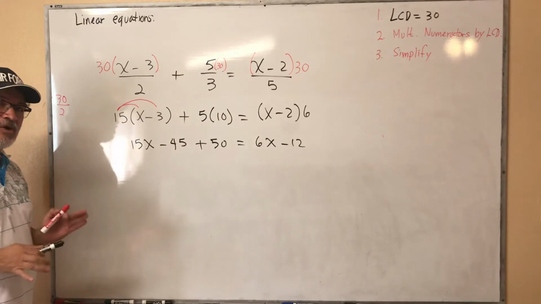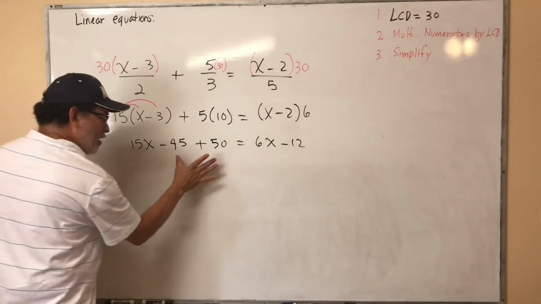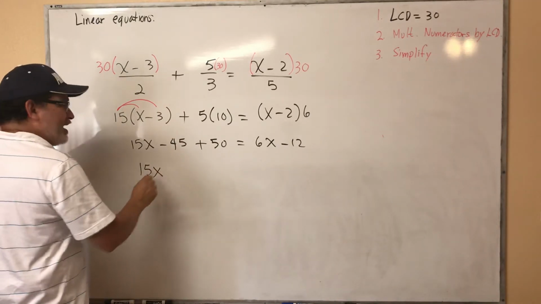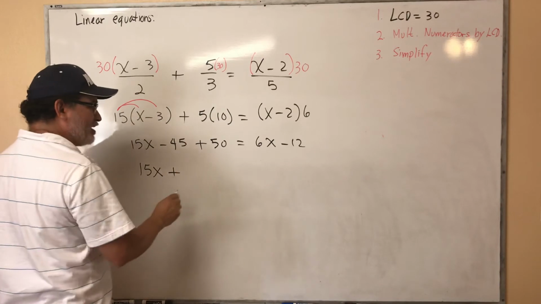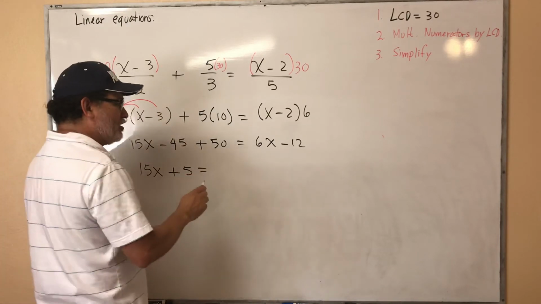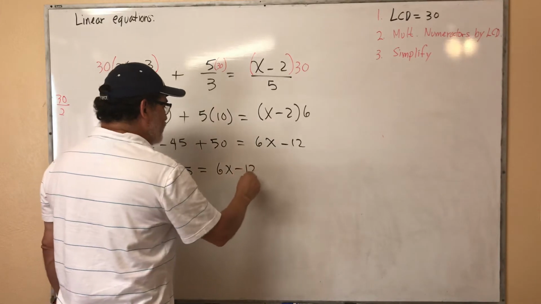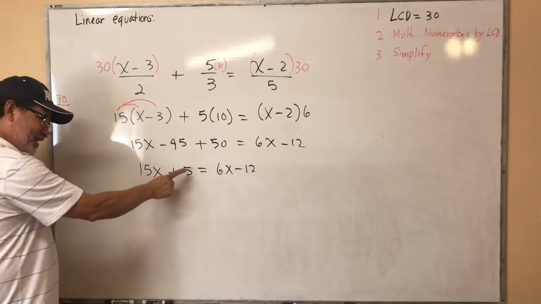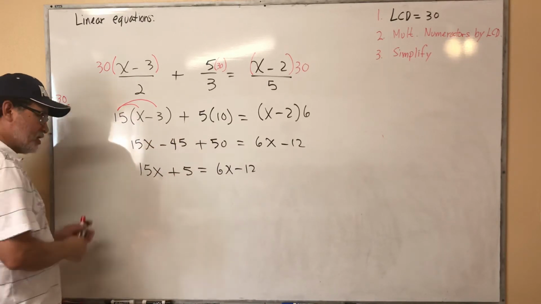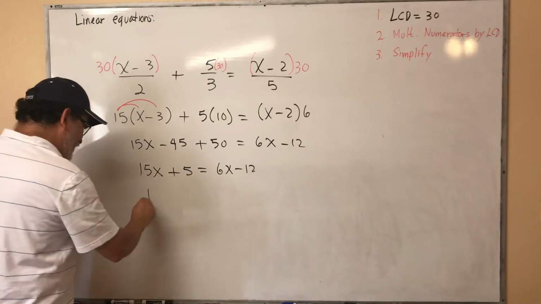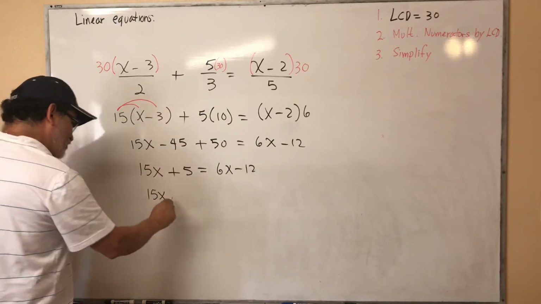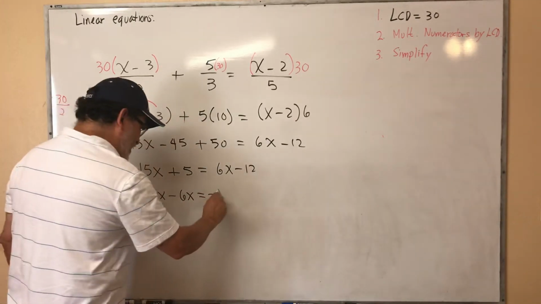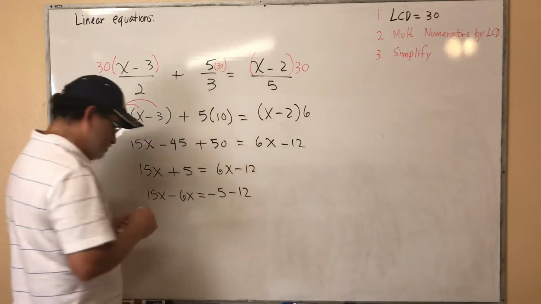Okay, very good. We almost have it. Combine those two. So 15x plus 5 equals 6x minus 12. Bring the 6x to the left, kick this 5 to the right. So 15x minus 6x, minus 5 minus 12. There you go.